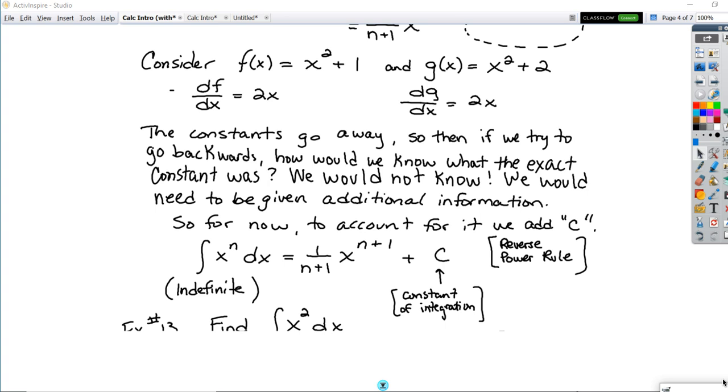So consider this to be a new rule. The integral of x to the n dx is equal to 1 over n plus 1, x to the n plus 1, plus c. This is called an indefinite integral. Indefinite because we don't know what the bound is, and we don't know what this constant could be, which we call the constant of integration. It is the reverse power rule.